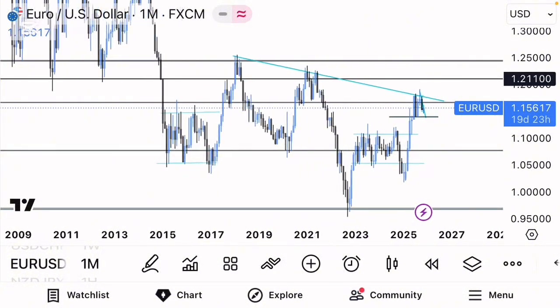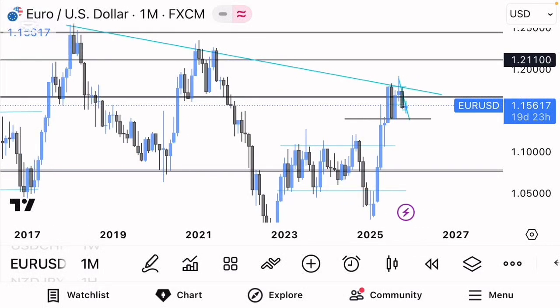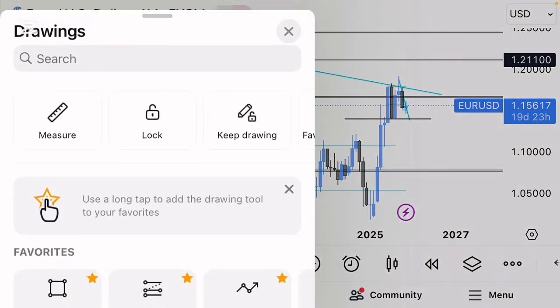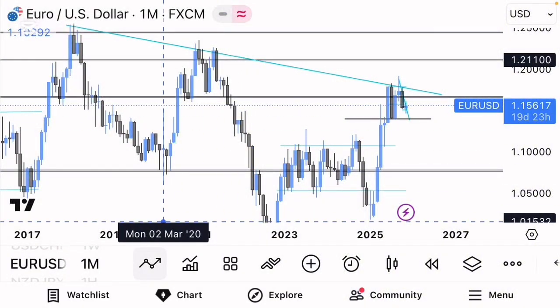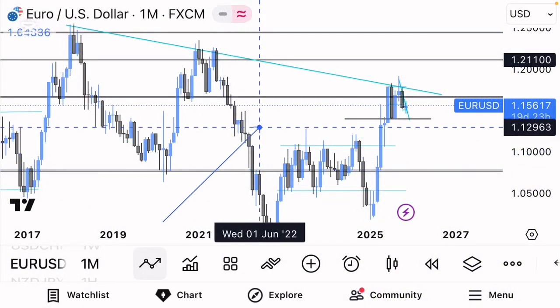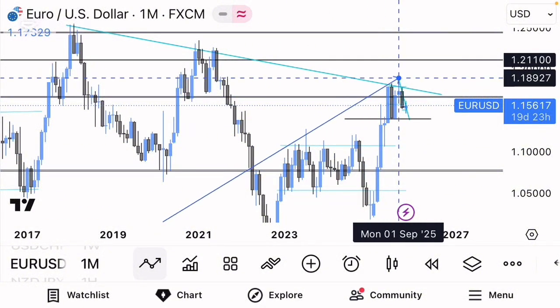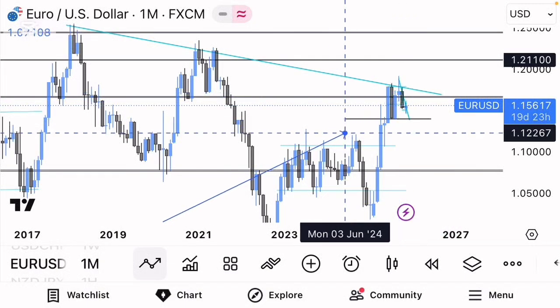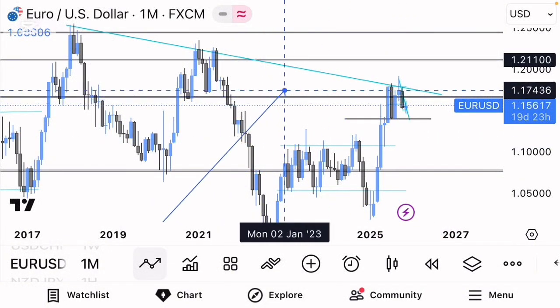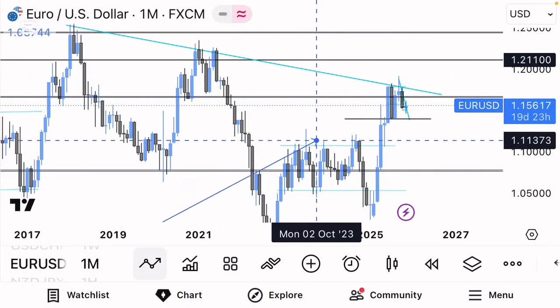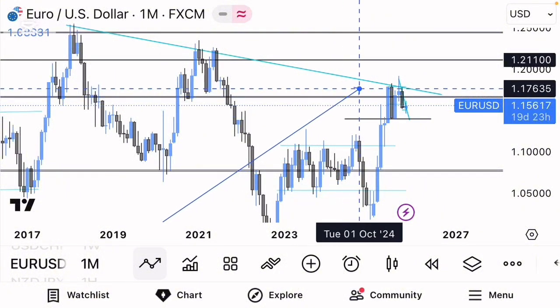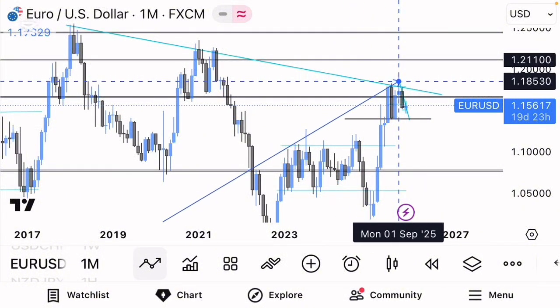As you can see on the monthly time frame here, one thing I want you guys to know is that the dollar index is equivalent to the EURUSD. So let's just say the dollar index is upside down of the euro. So whatever you see on the dollar index is mostly what you see on the EURUSD.